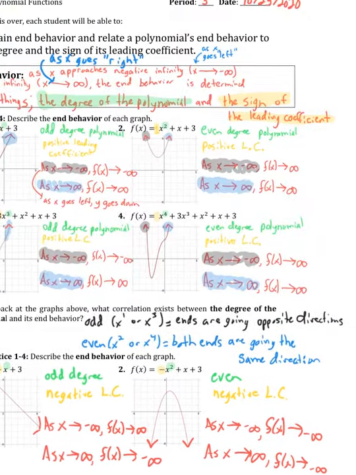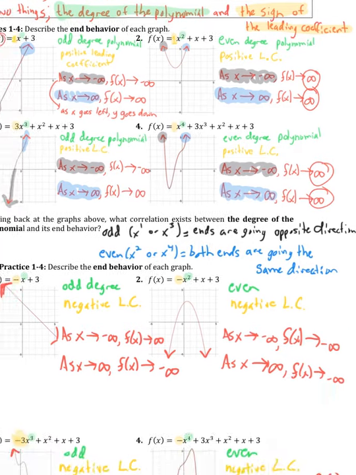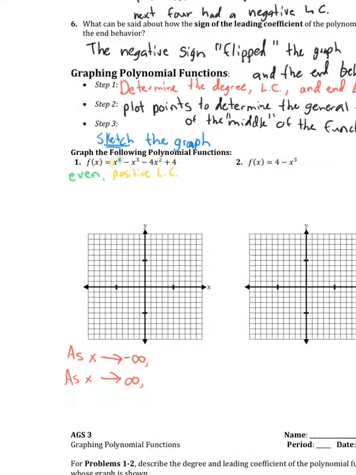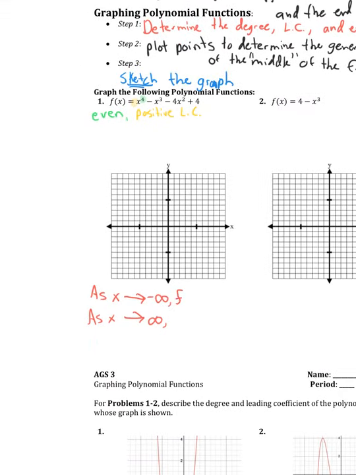Even degree with a positive leading coefficient, it went up and it went up. And that's a 4th degree too. Nothing else matters. None of the other numbers matter as long as we can identify those 2 features. Now I know what my end behavior is going to do. This is going up on both the left and the right side.